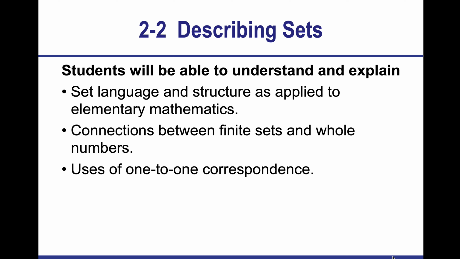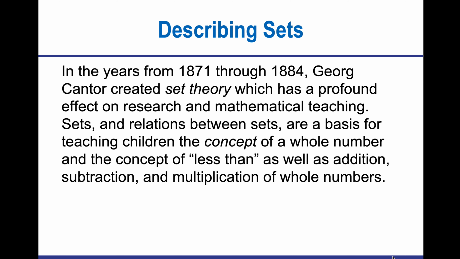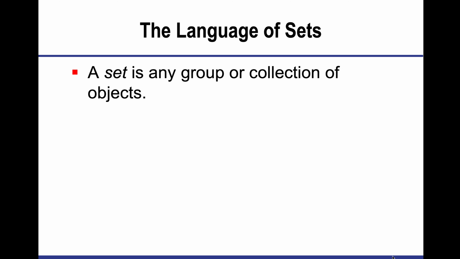So set language and structure is going to be applied to elementary mathematics, connections between finite sets and whole numbers, as well as the one-to-one correspondence. In the years from 1871 to 1884, set theory emerges on the mathematical scene. Set theory is the concept that there are things grouped together by similar characteristics, and these groupings are a primary way that we teach children to understand numbers.